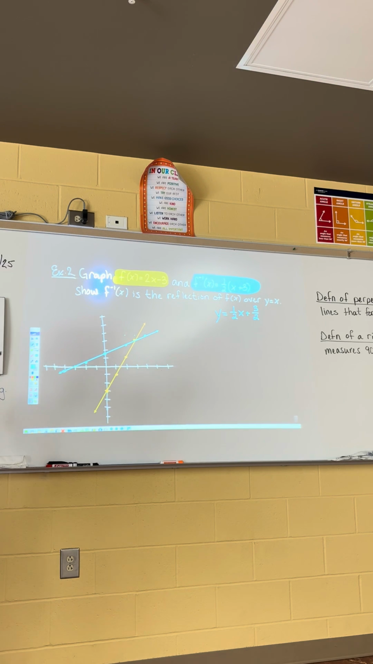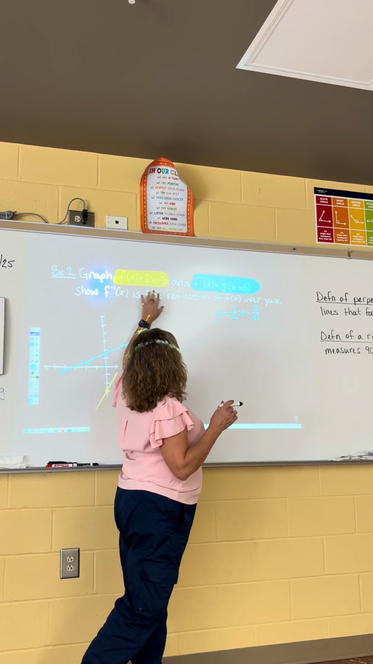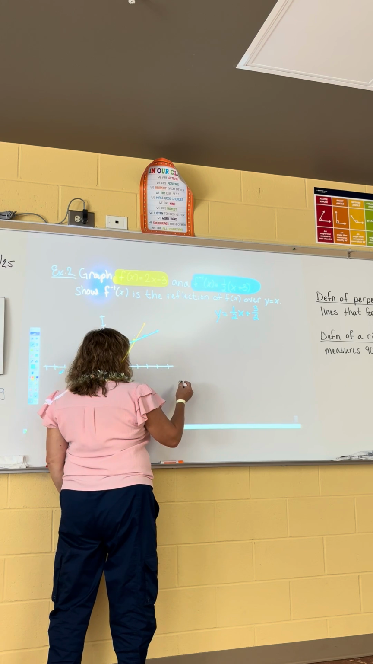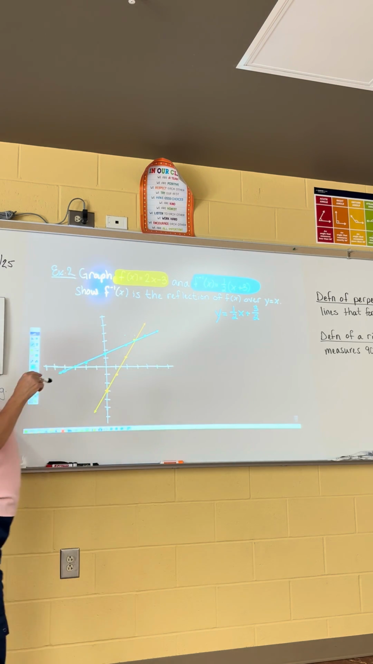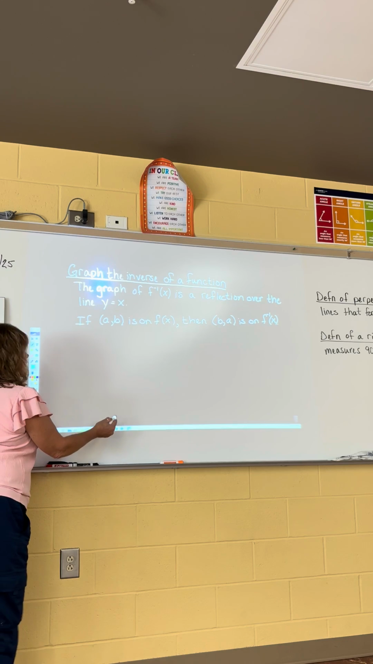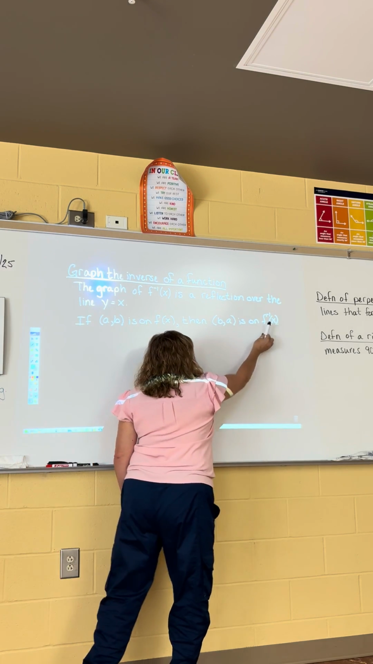Okay, now, let's talk about some of the points. Because it said, verify that, well, it doesn't say verify, but it says show. Show f prime of inverse of x is the reflection of f of x over y equals x. So we have to show if AB is on the yellow line, then BA is on the blue line. If AB is on the yellow line, then BA is on the blue line.